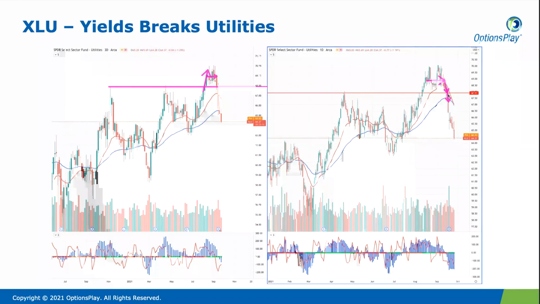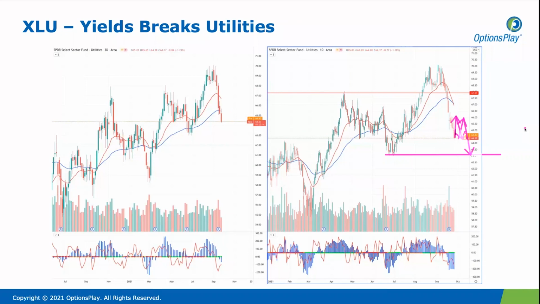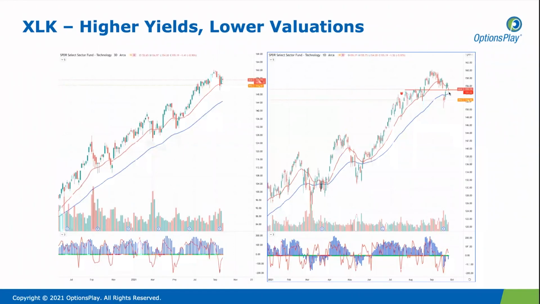And since we've broken down, utilities has continued to tumble, and especially as yields continue to rise, this is really where I expect a little bit of choppiness probably, but likely continuing to the downside towards that $63 level here for utilities.